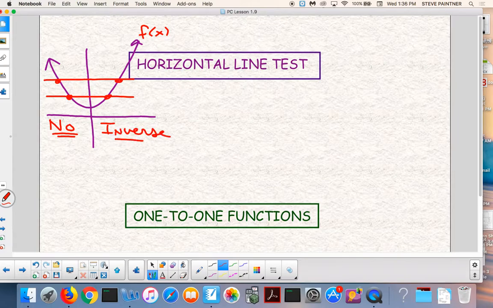There's no inverse. And that is a quadratic function. So what do you think about all parabolas? Do they have inverses? No, they don't.